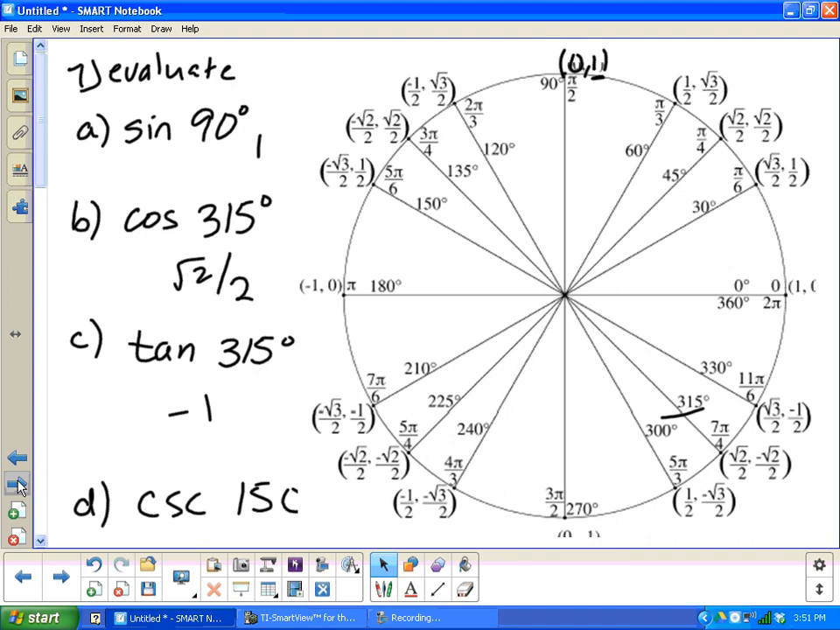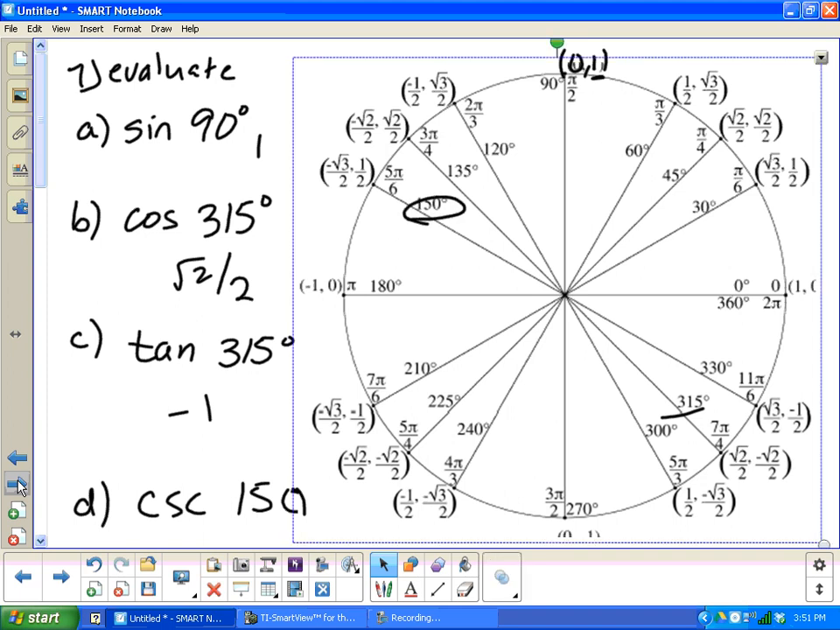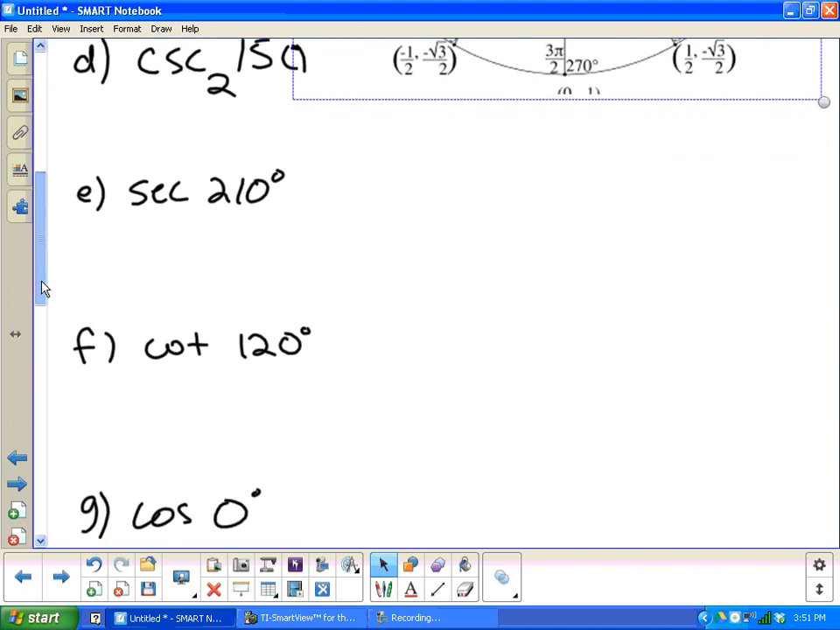All right, on part D, you have the cosecant of 150 degrees. So what we're going to do for that is at 150 degrees here, we're going to look at the sine. And so the sine, the y-coordinate, is 1/2. Now that would be the sine. So the cosecant would be the reciprocal of that, which would just be 2.